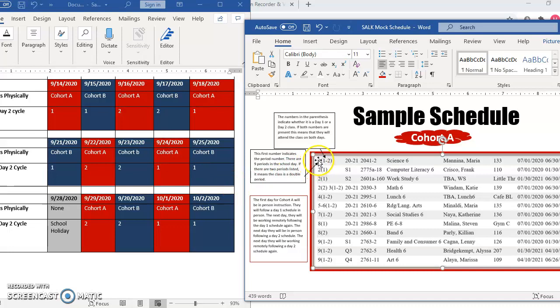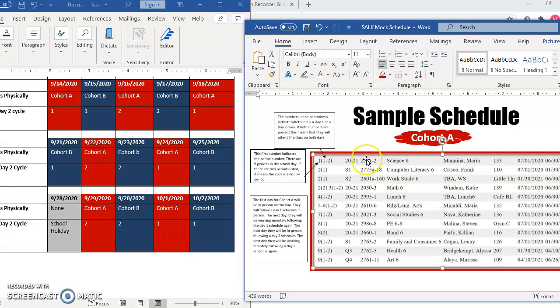So this number to the left here, that first number that you see, indicates the period number. There are 9 periods in our school day. The number in parentheses indicates whether it's a day one or a day two class. If there's a number 1 and 2, it means that you have that class both days. So that's a class you go to every day.